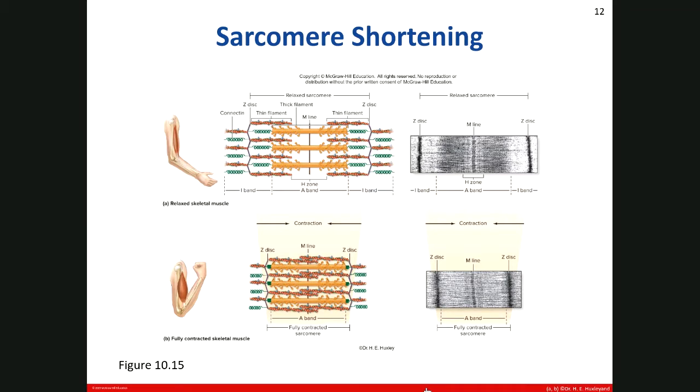When troponin goes back to its original shape, the tropomyosin comes and covers the active site of actin. So we don't have any connection between actin and myosin anymore. And the muscle contraction stops and our muscle goes to complete relaxation. These are the events which we have during muscle contraction and muscle relaxation.